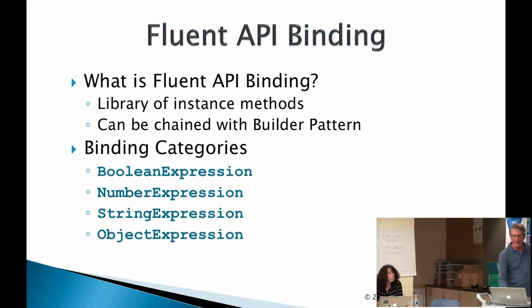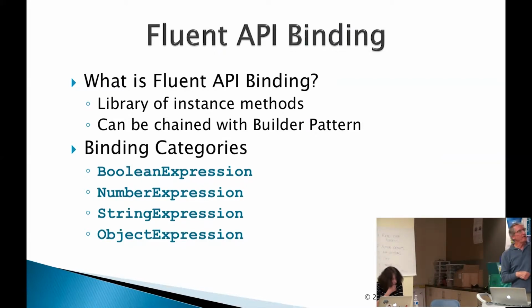Okay, let's take a look at the third binding strategy. The first part of that would be using what's called the Fluent API binding library. This is a library that comes bundled with JavaFX. It's a library of instance methods, and you chain them together with the builder pattern. You guys know what the builder pattern is, right? Each method returns this, so you can chain them together with dots, and it makes it very, very easy to use and also very readable as well.